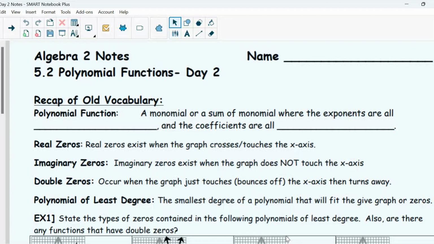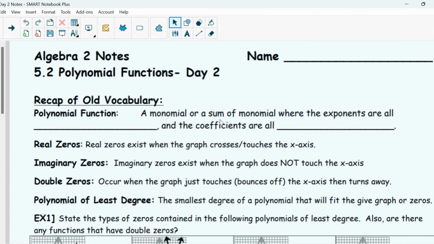Talking about polynomial functions, but today we are just going to take it one step further. So we have a recap of old vocabulary. I'm not going to run you through all of these. Make sure that you have all of these vocab terms written down somewhere within your notes.